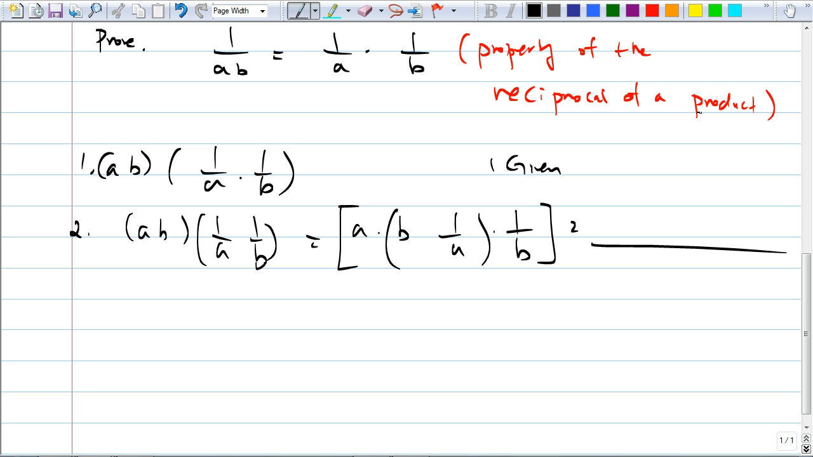How about Lisa? Very good. This is the associative property of, I'm sorry. Here, associative property of addition or multiplication? Multiplication. Isn't that what they did? Look, they had the parentheses around AB, and then now they had the parentheses around B times 1 over A. Is that okay?